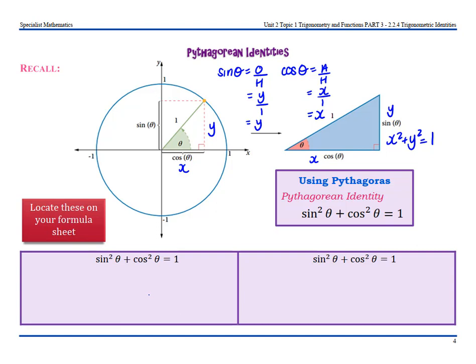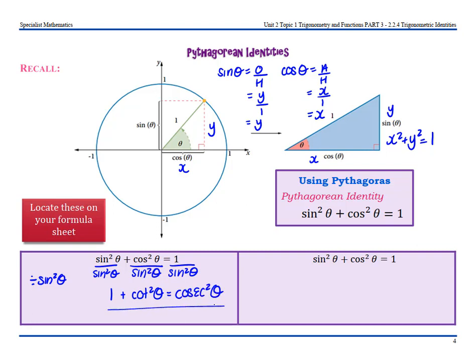Now, to get our other formulas, if we start by dividing everything by sine squared theta, sine squared theta divided by sine squared theta is 1. Cos squared theta divided by sine squared theta is cot squared theta. And 1 divided by sine squared theta is cosec squared theta. So there's the other identity, which you'll find on your formula sheet.